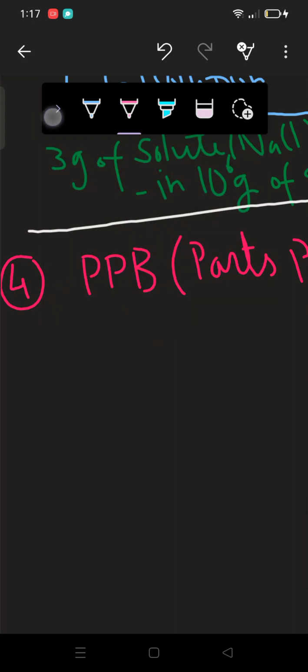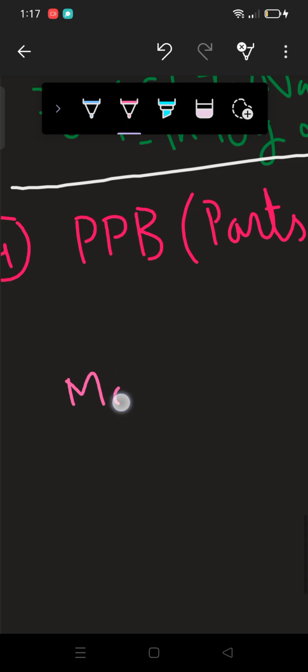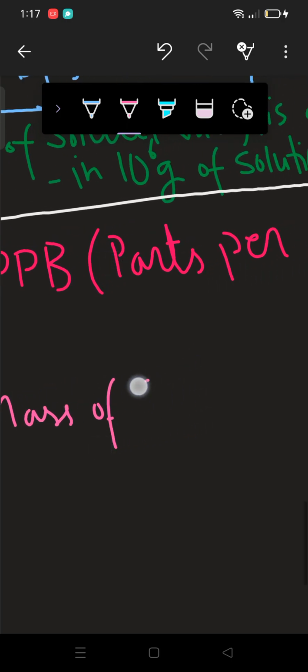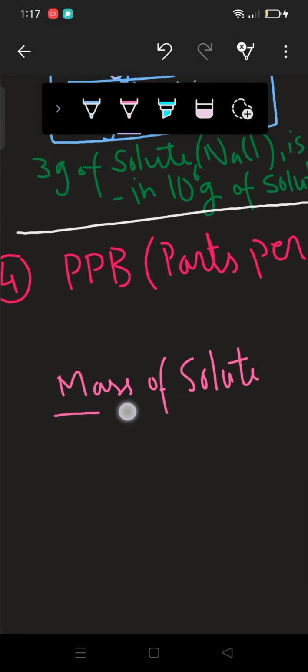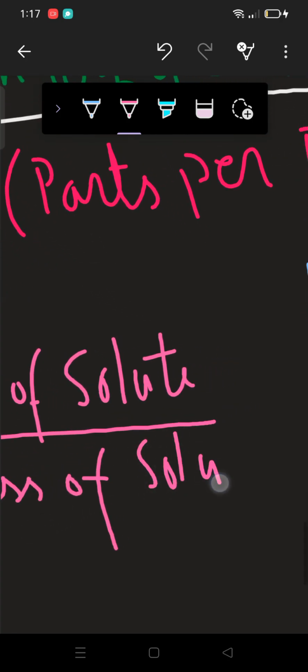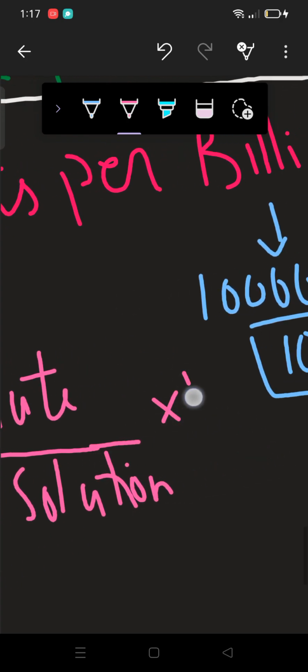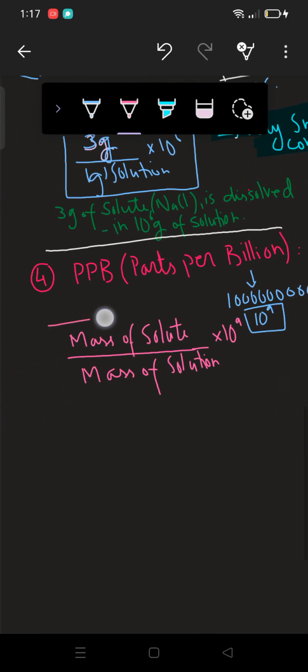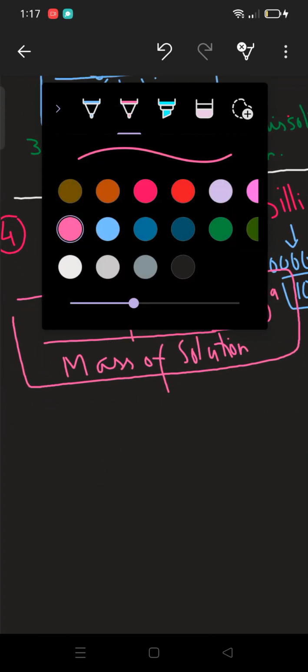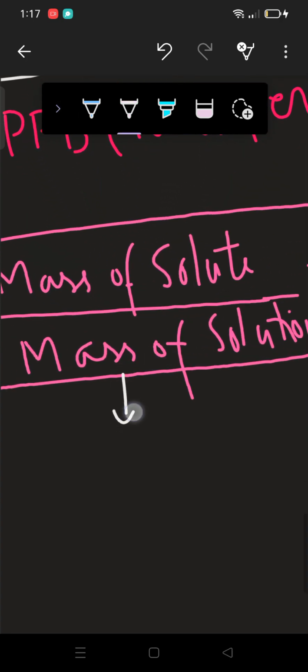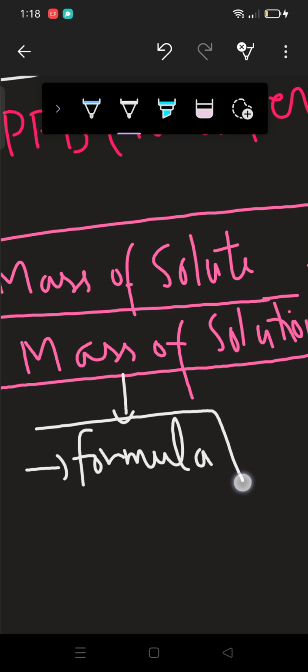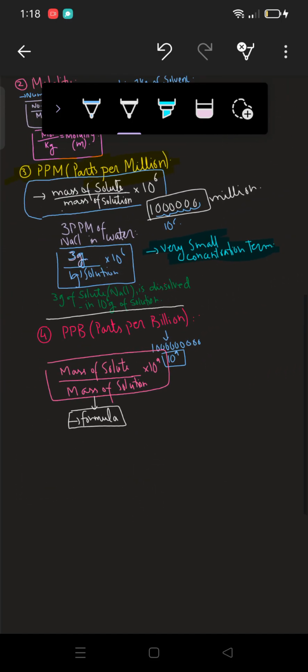Now see, if I write the formula here for parts per billion: mass of solute per unit mass of solution, into 10 to the power 9. This is the formula for finding the parts per billion, where 10 to the power 9 actually represents billion.